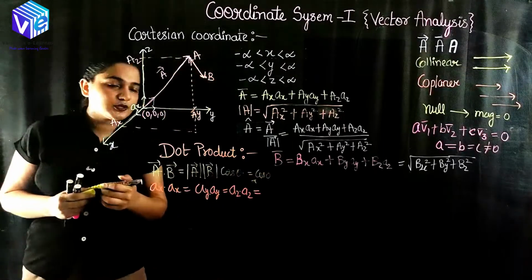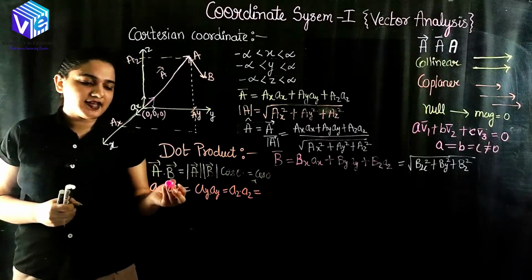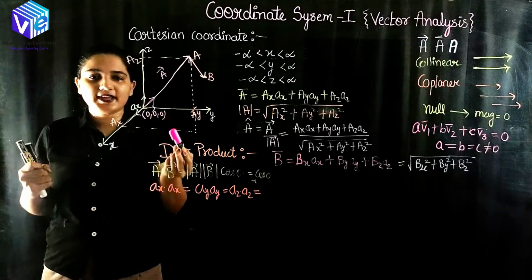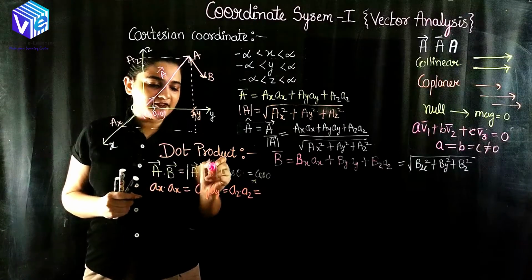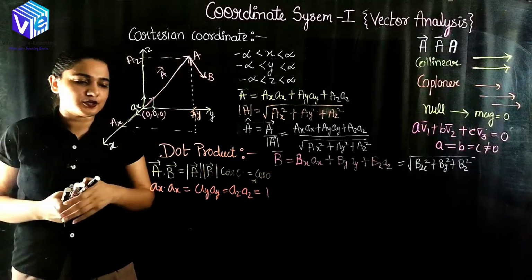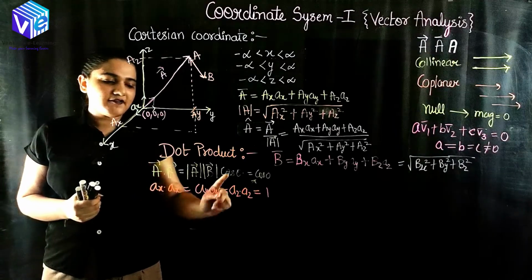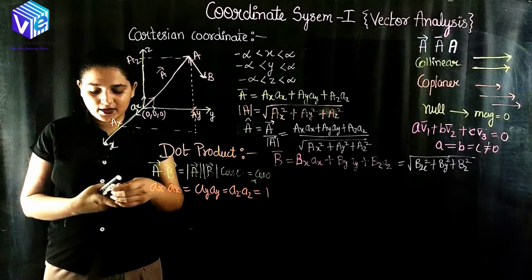So cos of 0, what is the value of cos of 0? It is 1. What is the magnitude of ax and ax? Magnitude of ax, it's the unit vector, its magnitude is 1. So when 1 is multiplied with 1, which is multiplied with 1, I'll be getting 1 as the output. Similarly, in the case of ay also and az also, I will be getting 1 as the output.